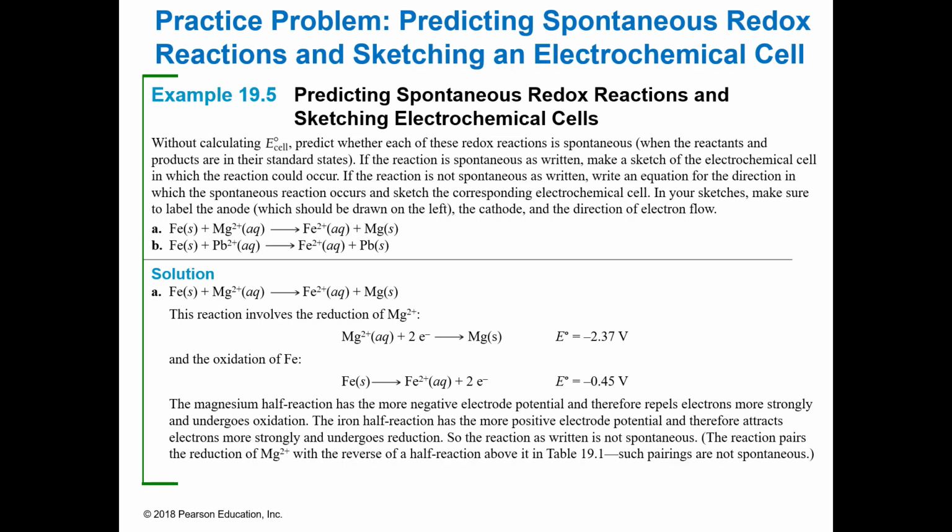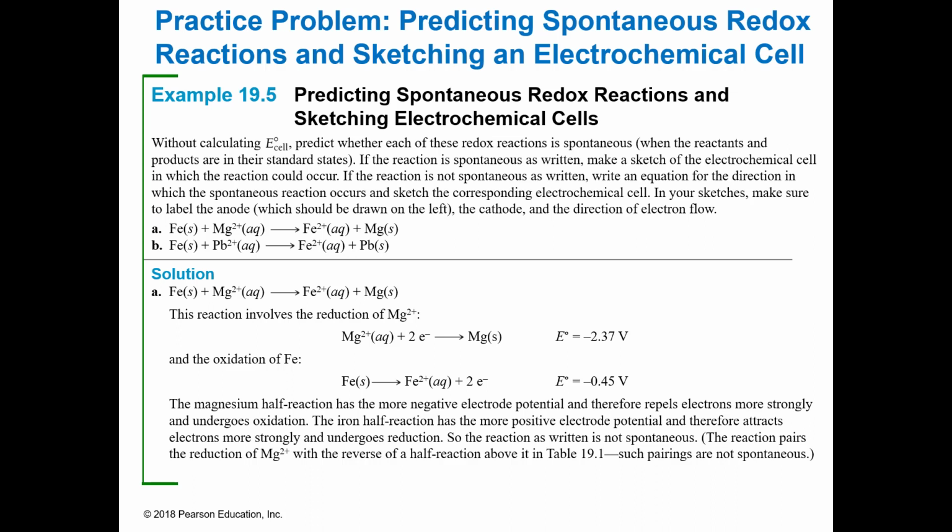So you looked at the standard reduction table. You flip the sign on the iron 2 positive being reduced and make it iron being oxidized, and that's a negative 0.45. If you add those two things together, you're going to get a negative value for the standard cell potential, so this reaction is non-spontaneous. It's not going to happen.